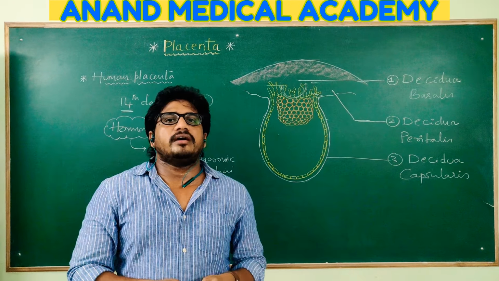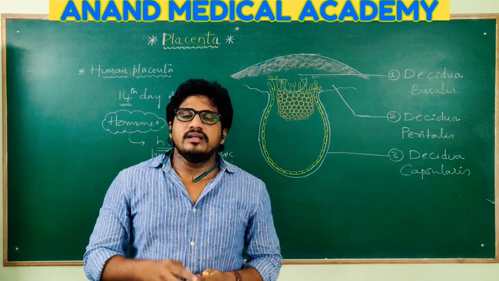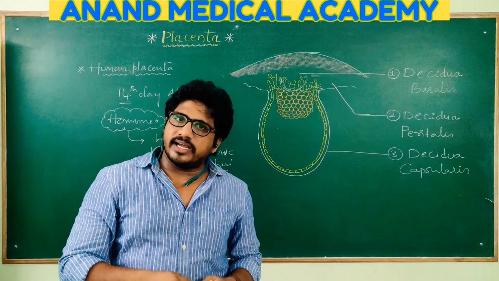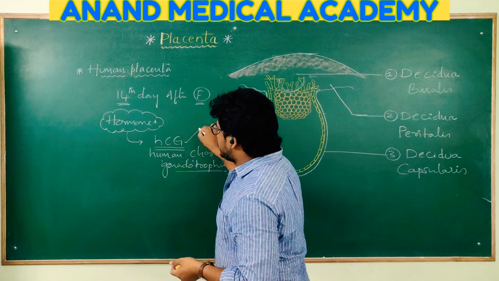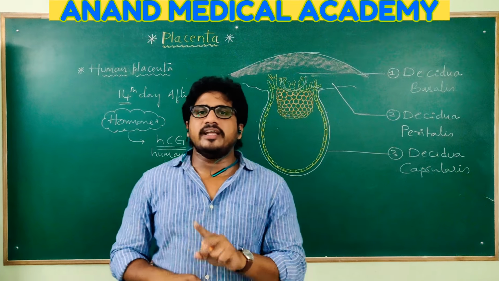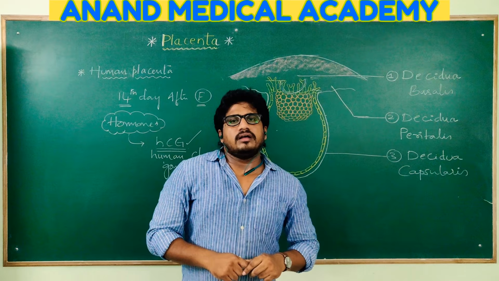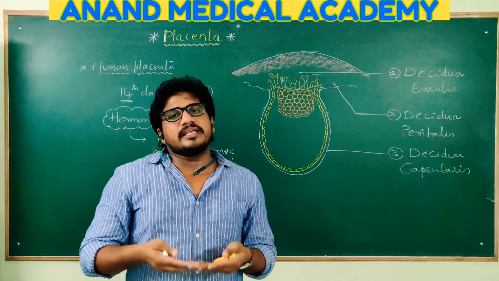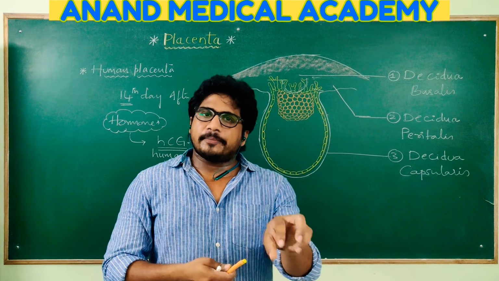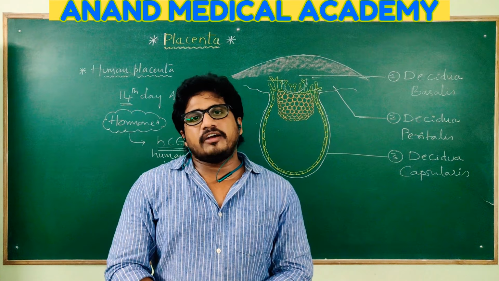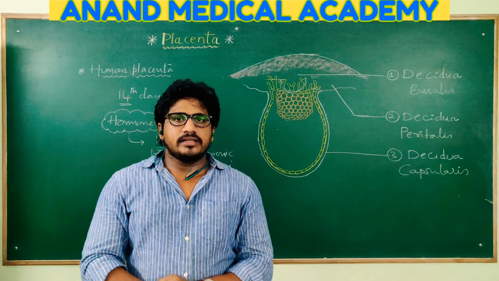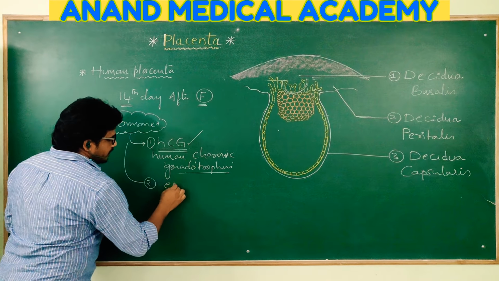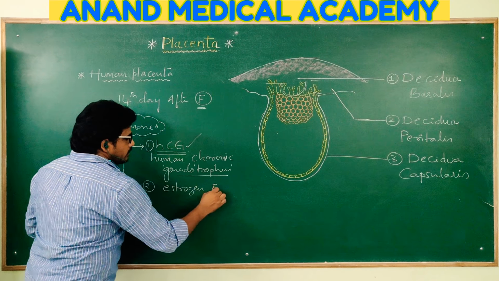So in the urine test for pregnancy diagnosis, which hormone decides whether pregnancy is positive or negative? HCG. This is the importance of that hormone. So HCG also diagnoses whether the woman is pregnant or not by the urine test. Also HCG maintains the corpus luteum inside the ovary after the 14th day of fertilization till the baby's delivery. Okay. Now the second hormones released by the placenta are estrogen and progesterone.